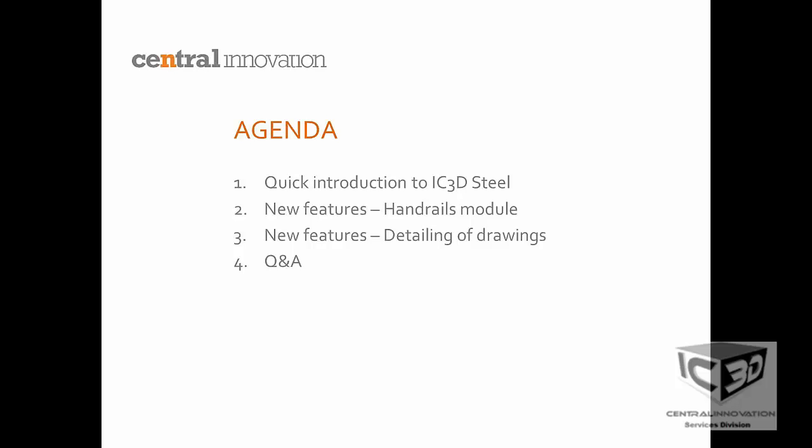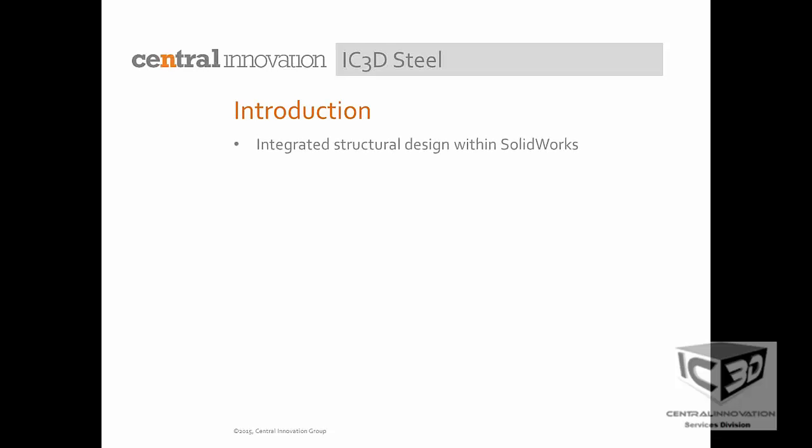So let's just get started with a quick introduction to IC3D Steel. So first of all, it is an integrated structural design package within SolidWorks. So quite a few of the other packages that are out there are standalone packages. SolidWorks is a great design tool for mechanical design, and some people do use it for structural design with weldment, but that has some limitations. So IC3D Steel allows you to work within SolidWorks using your familiar workflows and just extending some of that functionality.